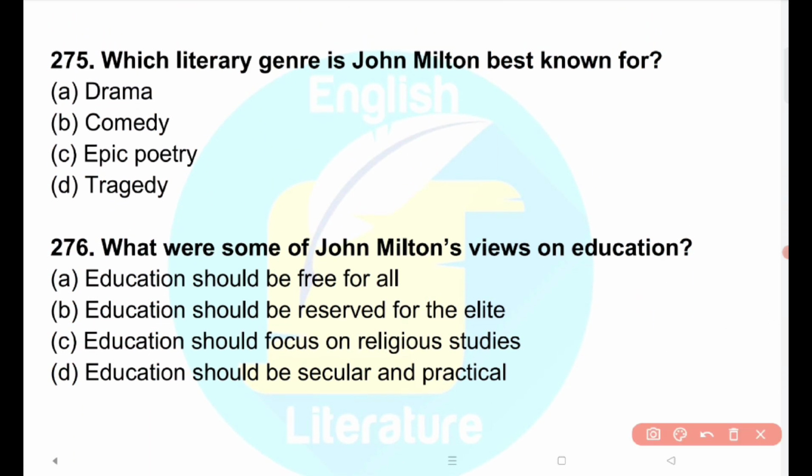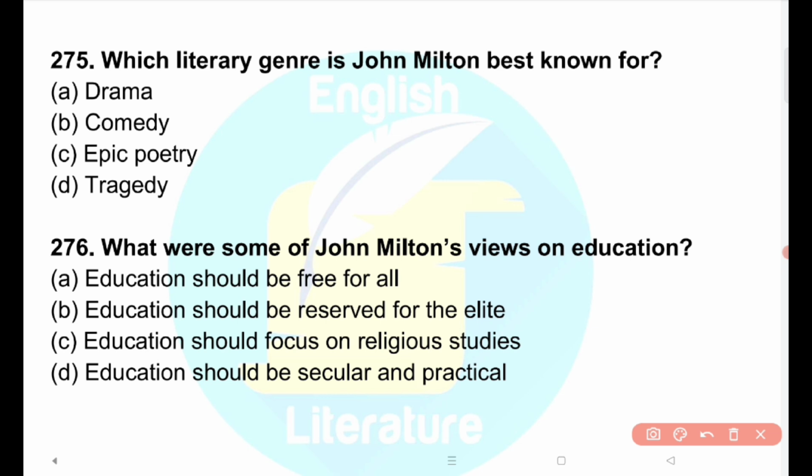Which literary genre is John Milton best known for? Option C, epic poetry. Milton is most famous for his epic poem Paradise Lost, 1667. Epic poetry is a long narrative poem about a heroic figure and grand themes. His other epics include Paradise Regained and Samson Agonistes, also 1671.